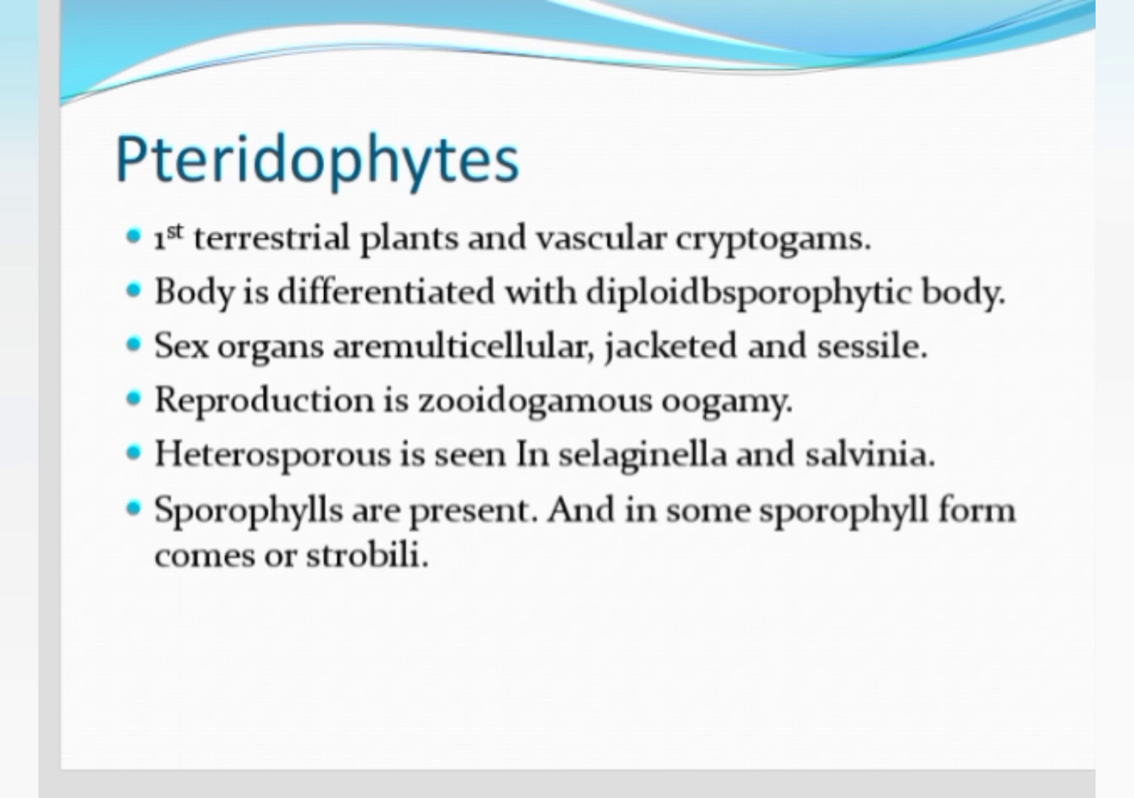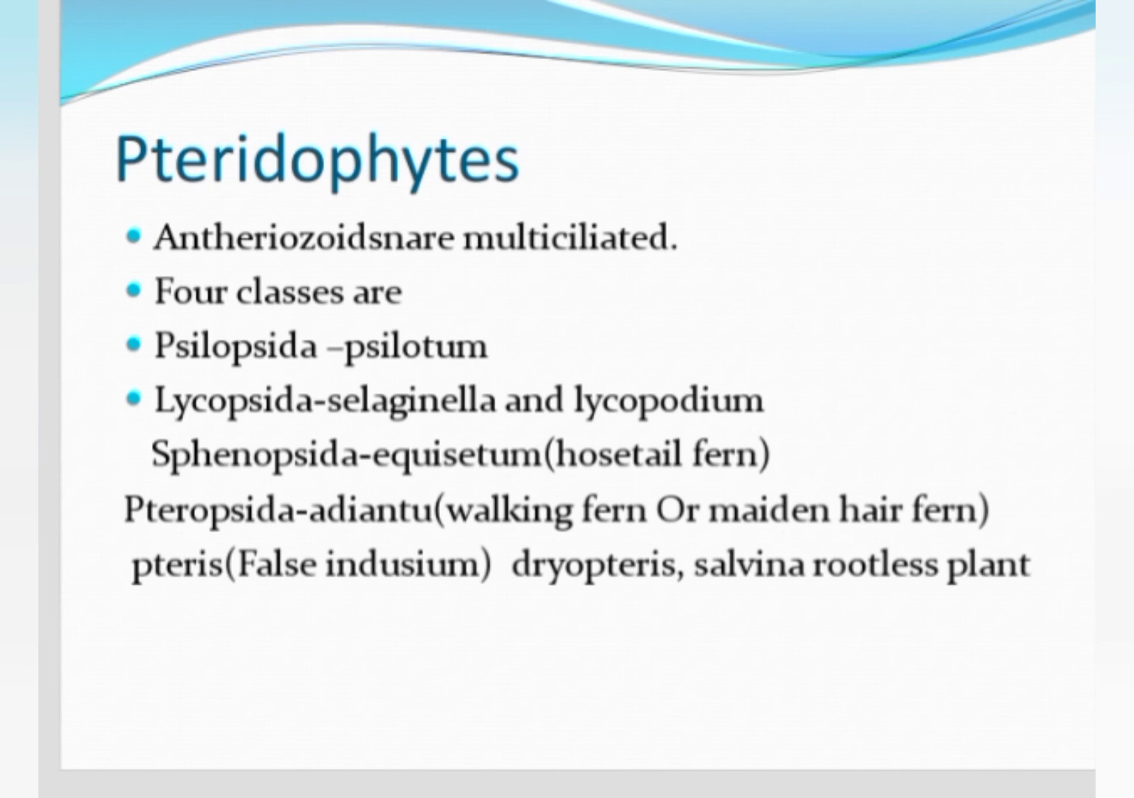Heterospory is seen. Normally they are homosporous, but heterospory is seen in Selaginella and Salvinia, which means different types of spores can be seen. Sporophylls are present, that is leaves which contain the spores, and sporangia are present. Some will form cones or strobili. Antherozoids reach the female through water. Antherozoids are multiciliated. This is another important point.